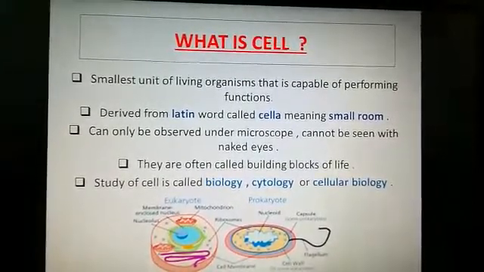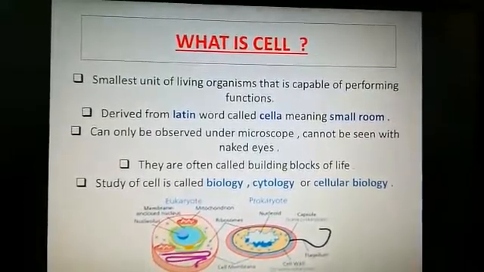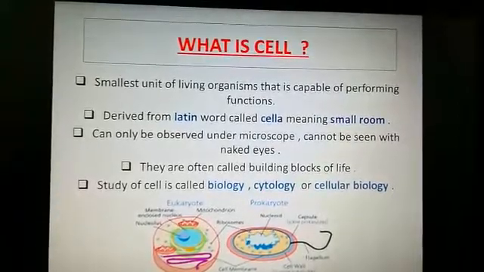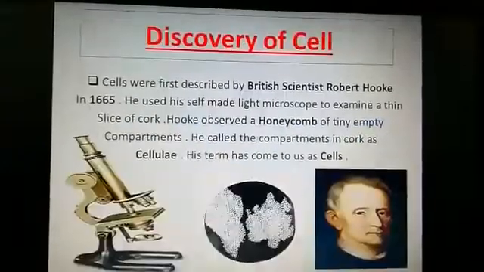As the size of a cell is so small, we cannot see it with naked eyes. We need a microscope to see it. Cells are often called building blocks of life, and the study of cell is called biology, cytology, or cellular biology.